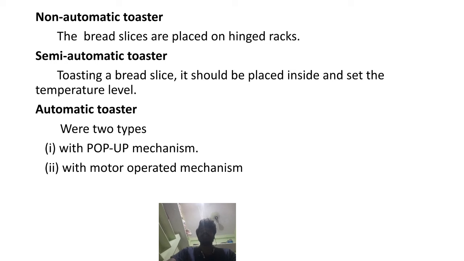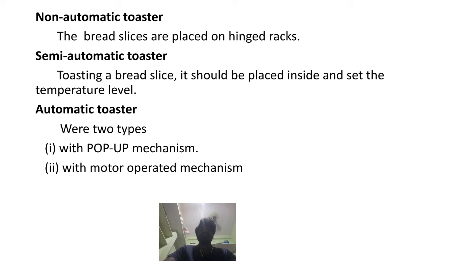After completion of the set time, the signal feature will be activated, indicating the completion of the toasting period. The heating element is in ribbon shape and made from nichrome.